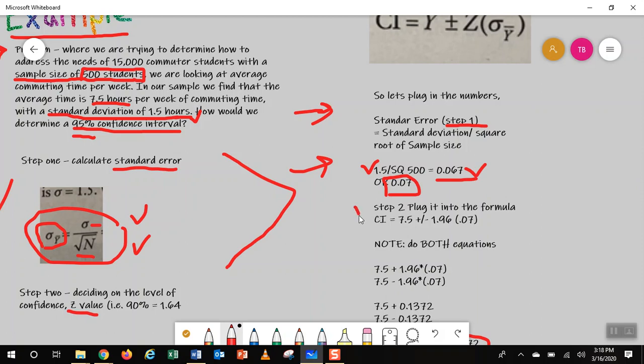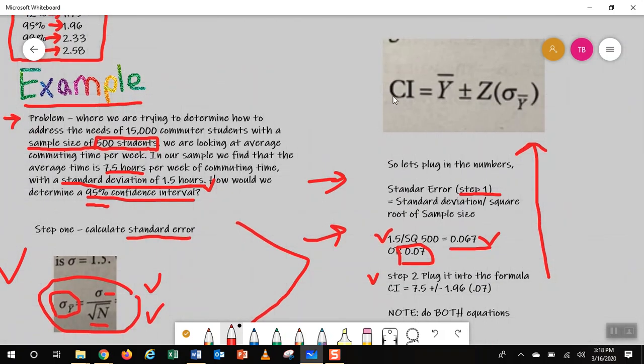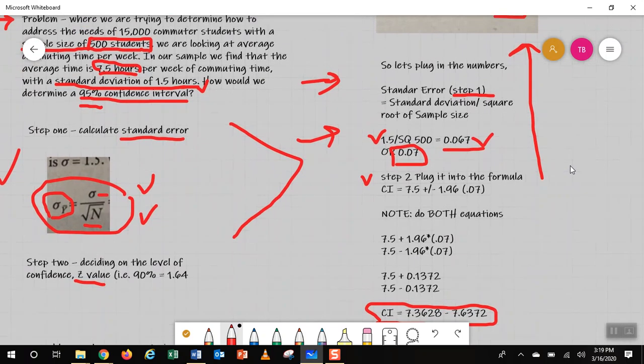Now we plug it into the formula, and the formula we're referring to is this one up here. The formula equals y, or the mean, plus or minus z times the standard error. We just calculated the standard error, so we can plug that in. We have the z-score, because we know it's a 95% confidence interval, and y is the average. In this case, it's 7.5. So we're going to go back through and just plug them in. And here's what I'm going to emphasize again, the plus or minus part.